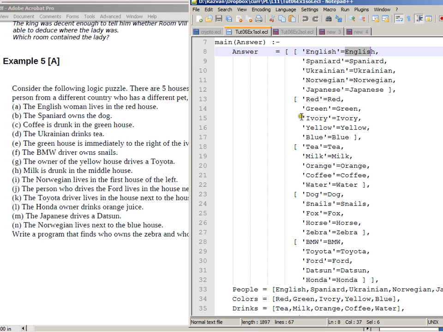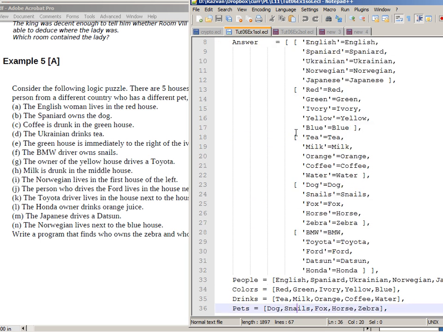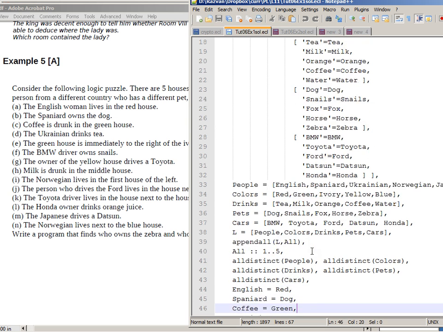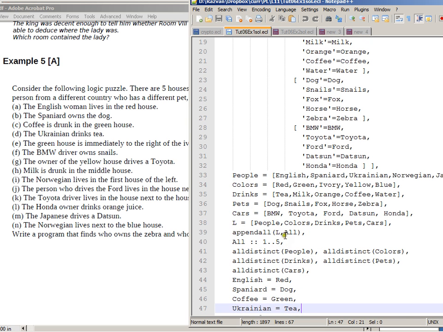So once we have set this up, right, we have to group the people into the 5 groups, right? So we have a group of people, a group of colors, a group of drinks, a group of pets, a group of cars, and we're going to put all the 25 variables in one set. So this is what this predicate is going to do, put them all in one set. And we're going to say that all the variables have values between 1 and 5, because all the things pertain to the houses from 1 to 5, right?